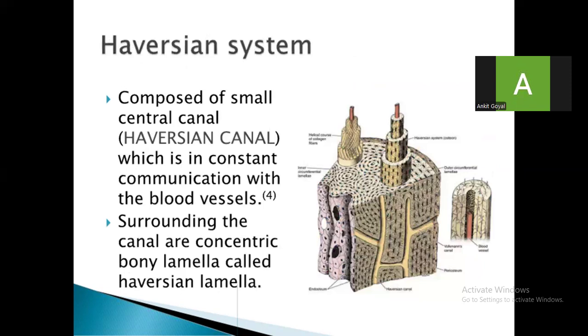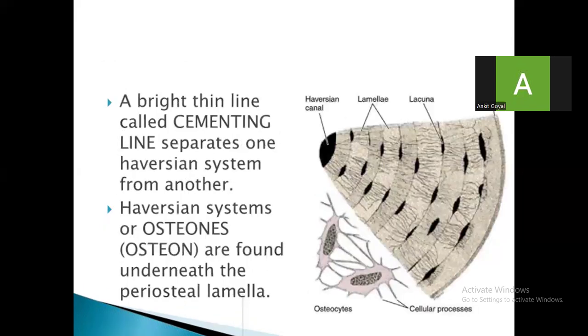The Haversian system is composed of a small central canal, that is the Haversian canal, which is in constant communication with the blood vessels. Surrounding the canal are concentric bony lamellae, which are called Haversian lamellae. There is a bright thin line called the cementing line that separates one Haversian system from another. Haversian systems or osteons are found underneath the periosteal lamellae.